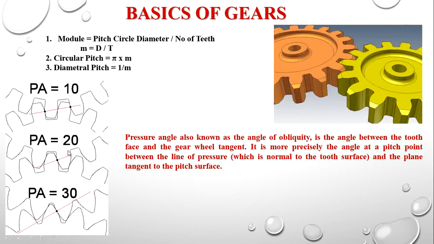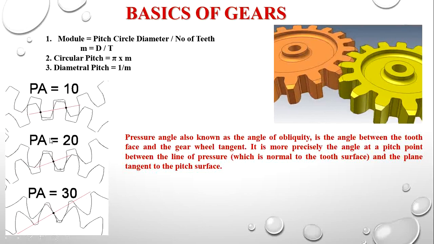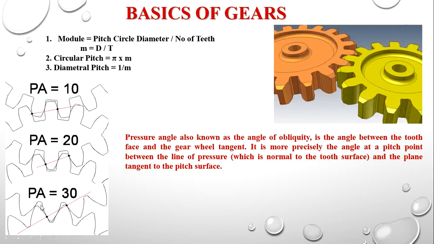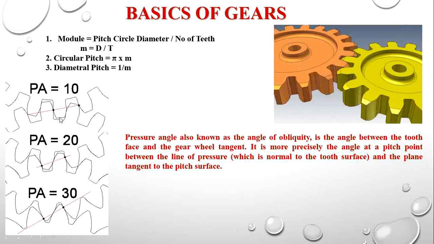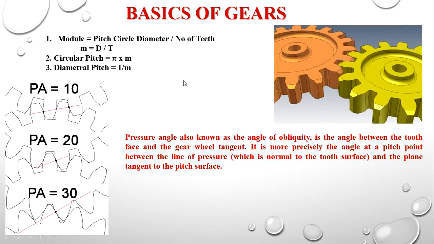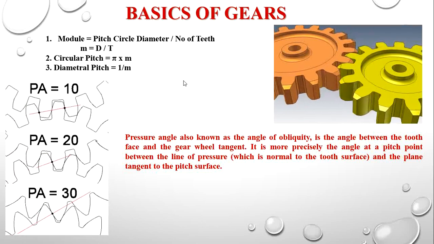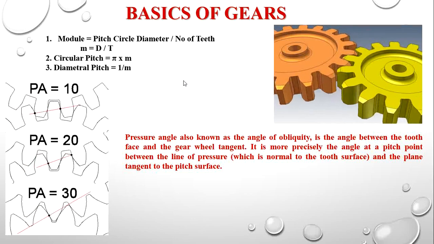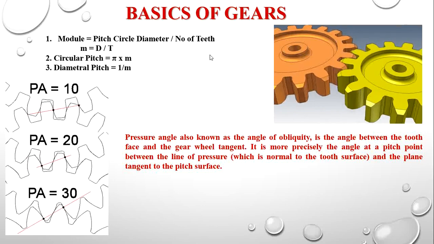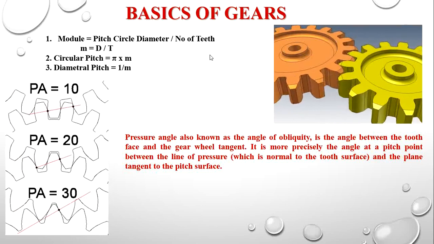Now the ideal pressure angle for any gear system is 20 degrees. 10 degrees will not give enough pressure, and 30 degrees will give very high pressure. So in any gear mechanism, a gear will be specified with only two things, module and pressure angle. Even if you want to do a project and buy a gear, we need to know the module of the gear and the pressure angle of the gear.